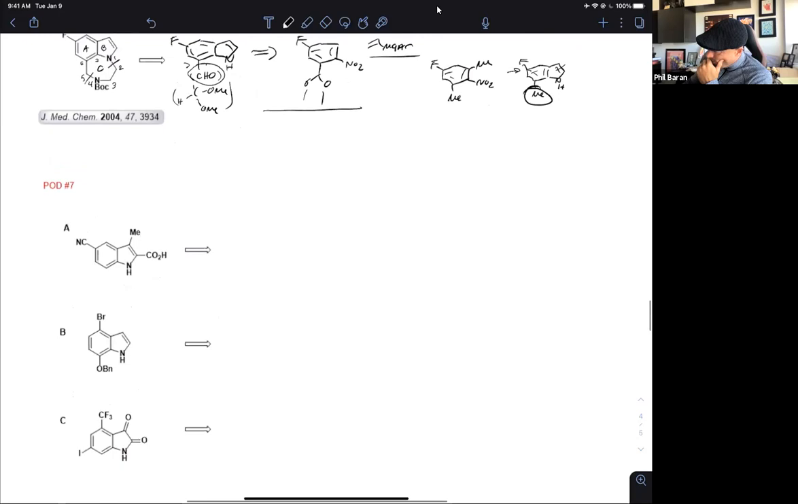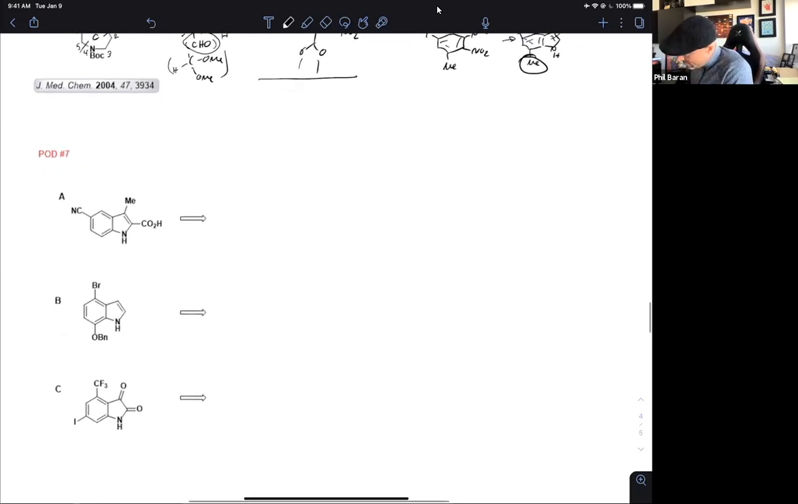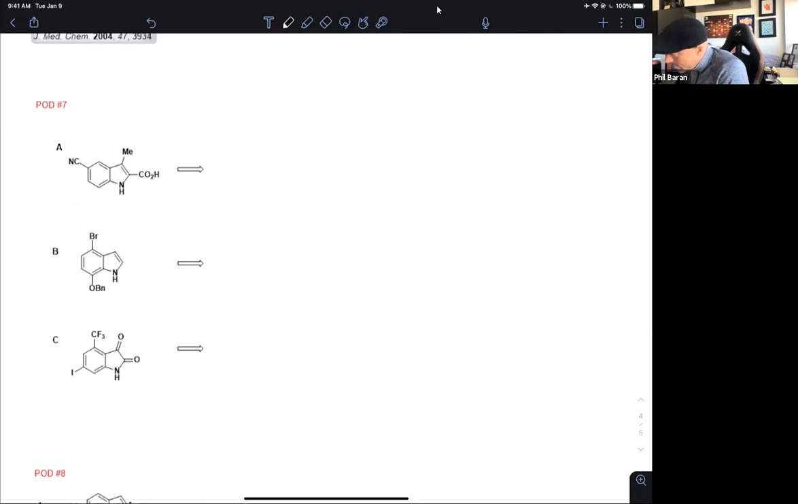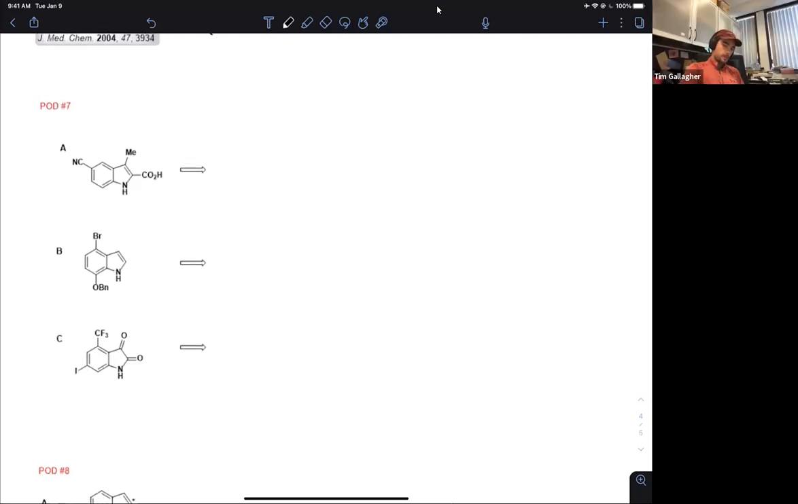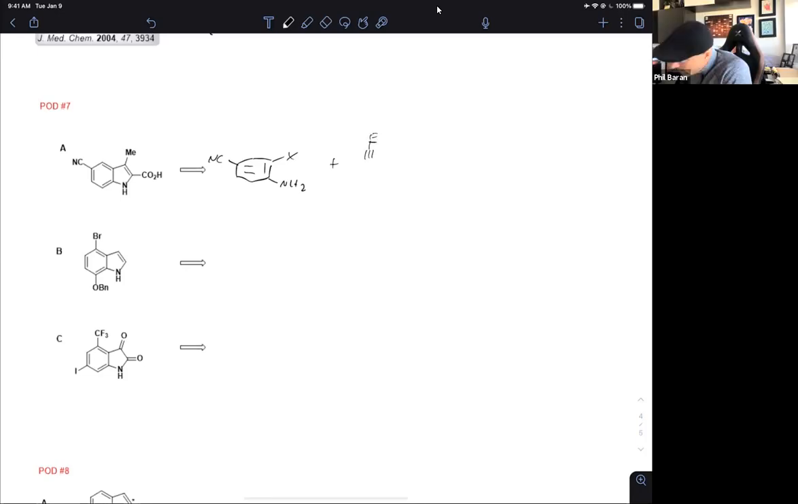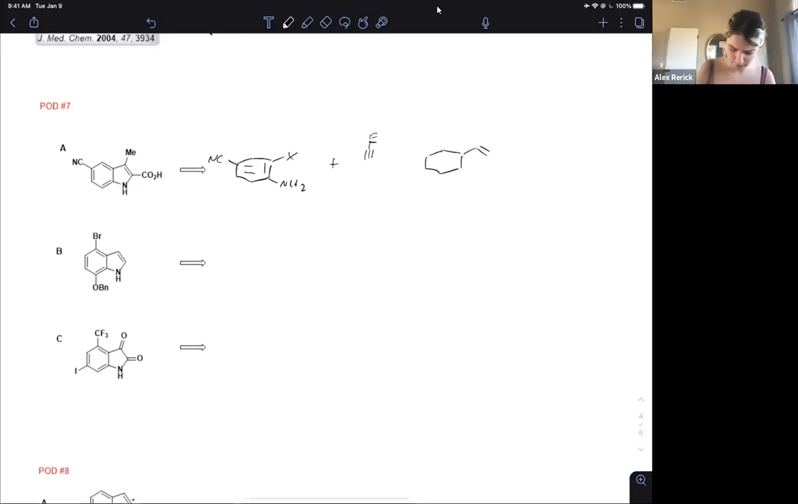And let's take a look at problem of the day number 7. We've got about 5 minutes left, so hopefully these will be very rapid shotgun ideas before we get to radiolabeling. You can just call them out if you like. You do a Castro and then NBS and methylate. That's one idea. Would Hemetsberger be good here? That's another idea.